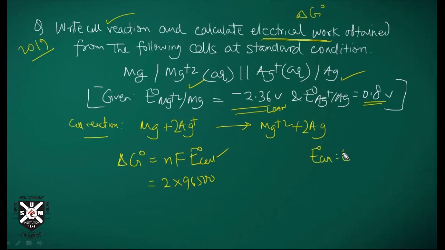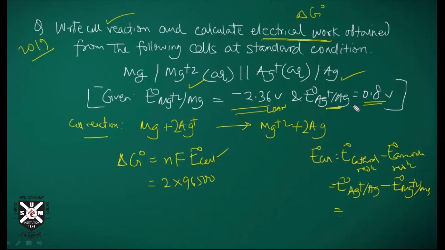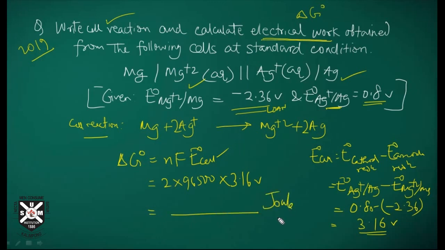E naught of cell equal to E naught of cathode reduction minus E naught of anode reduction, which means E naught Ag+/Ag, the cathode, minus E naught Mg2+/Mg. You put this value 0.8 minus minus 2.36, which gives 3.16 volt. Now E naught of cell equal to 3.16 volt. You calculate this with the help of a calculator and just write joule. That will be your answer.